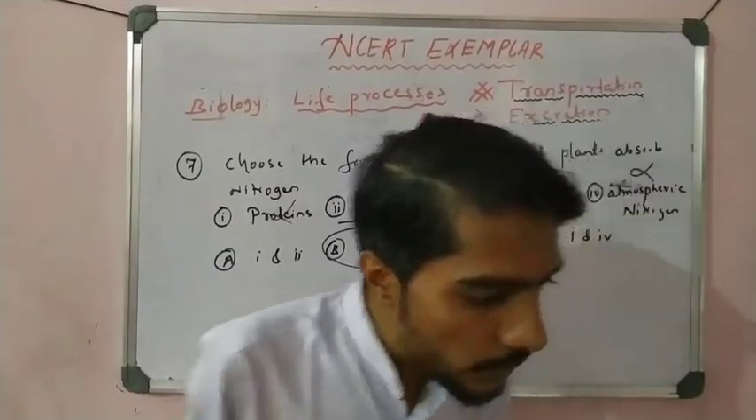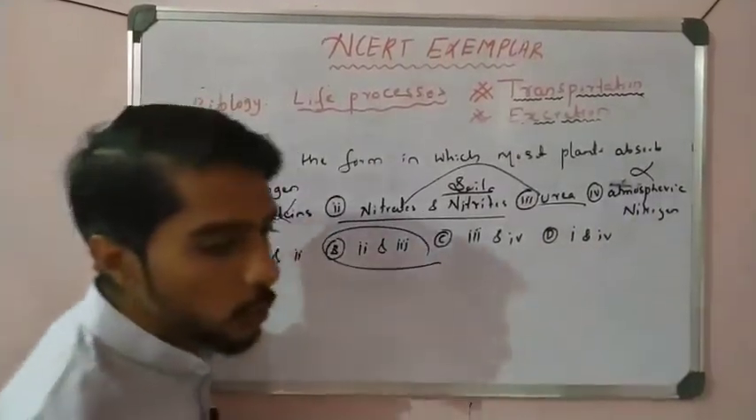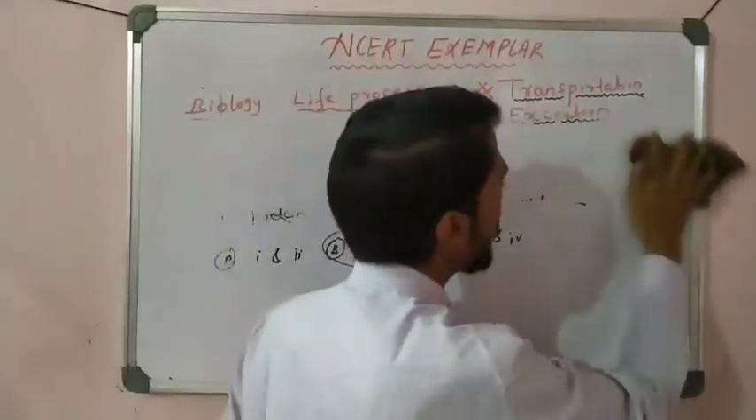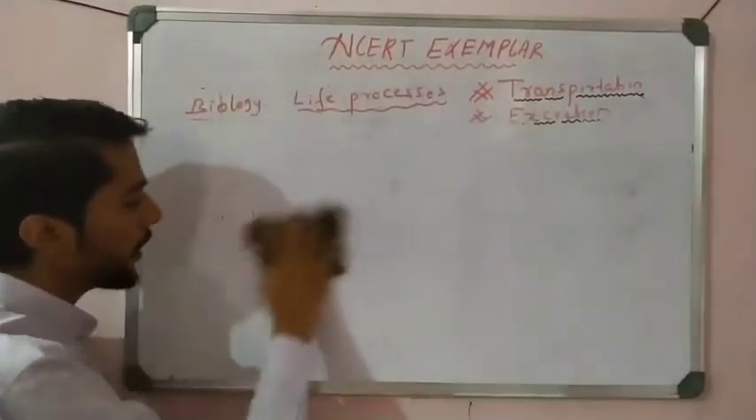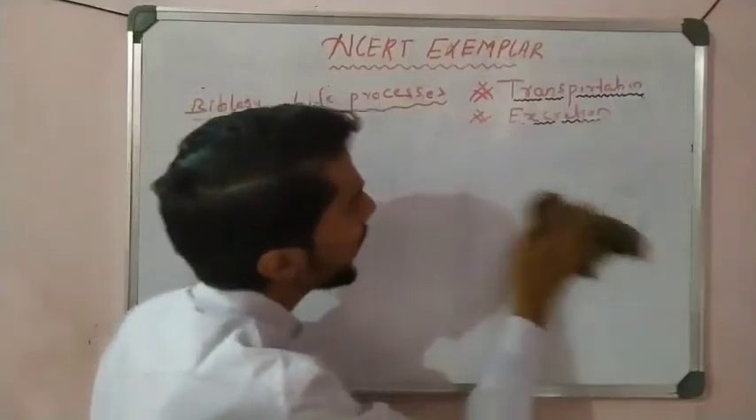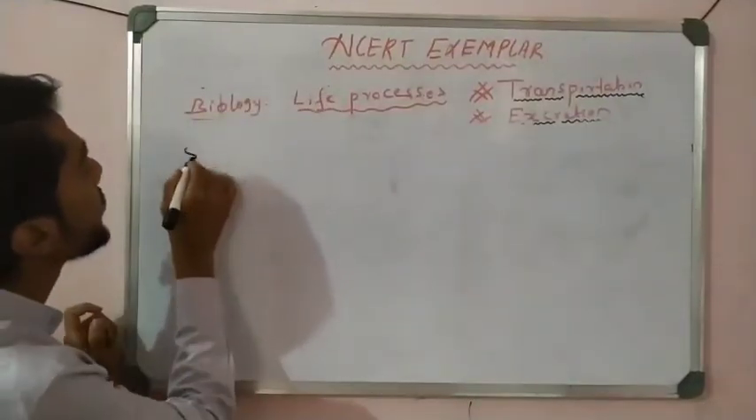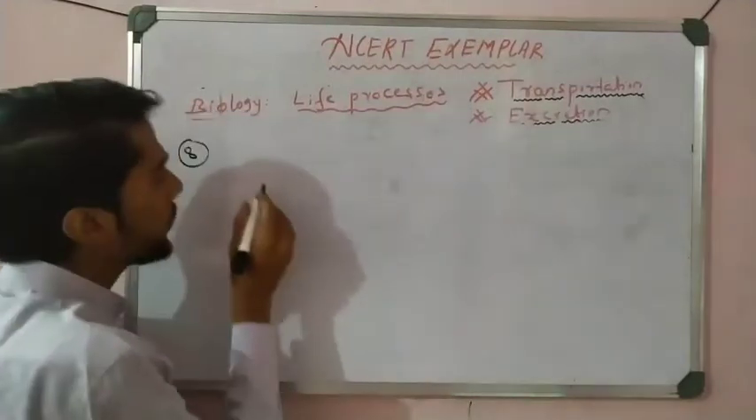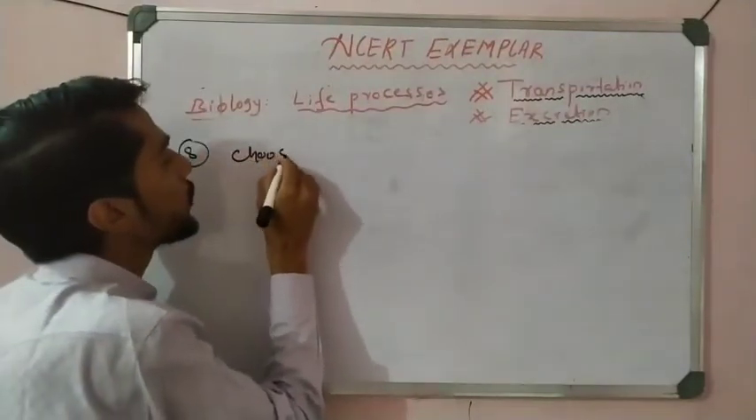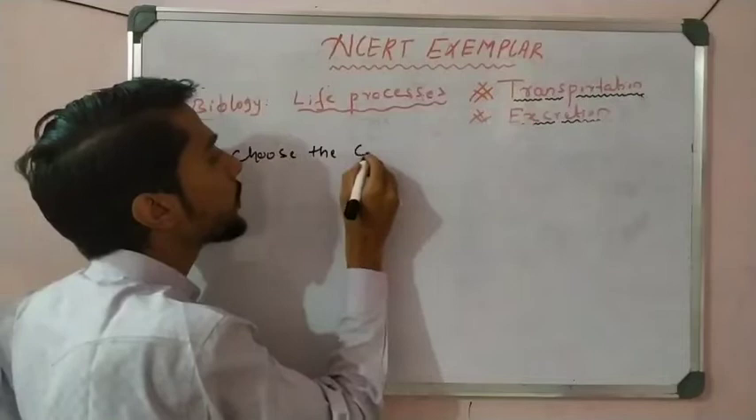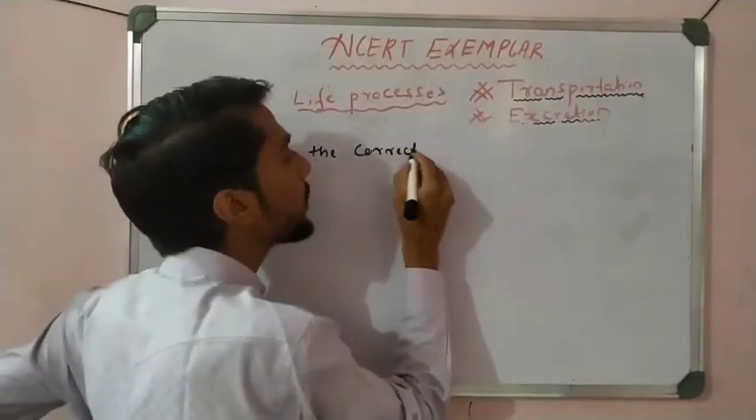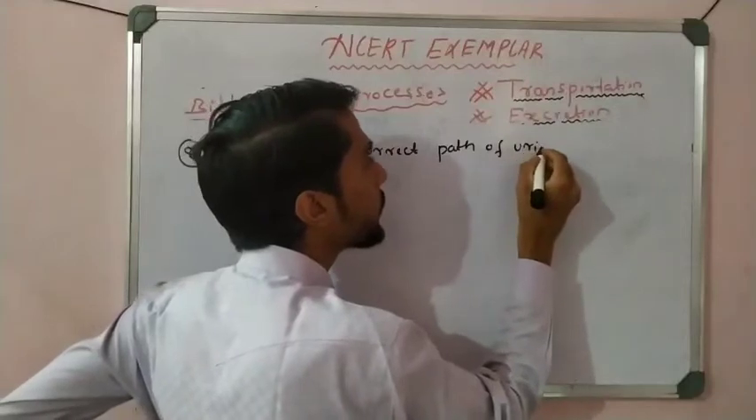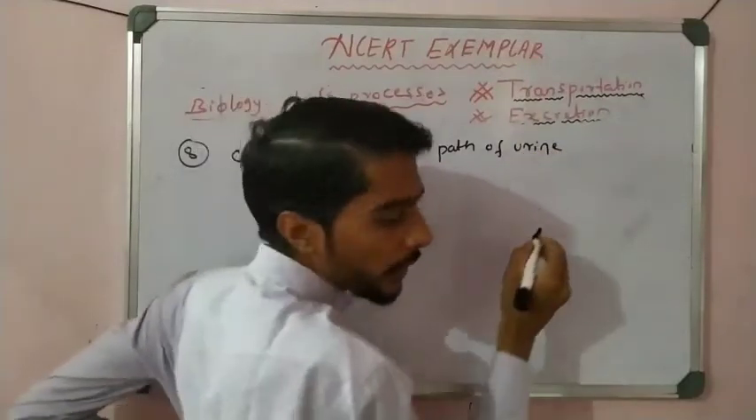Now let us take another one about kidneys. Choose the correct sequence. So question number 8 here. Again, the sequence questions are very important. You remember the sequence. Question number 8. Choose the correct path of urine in our body.